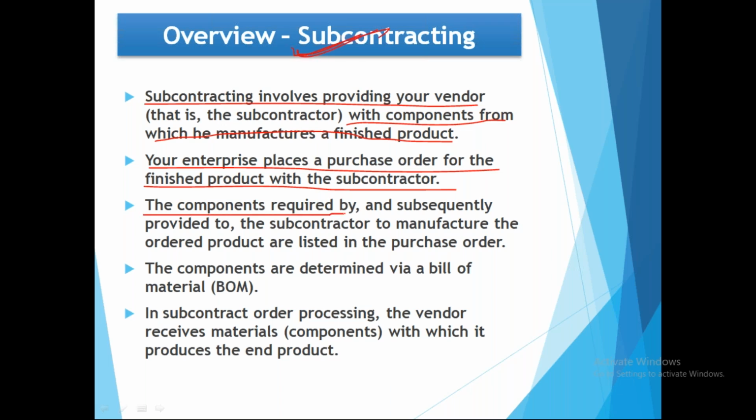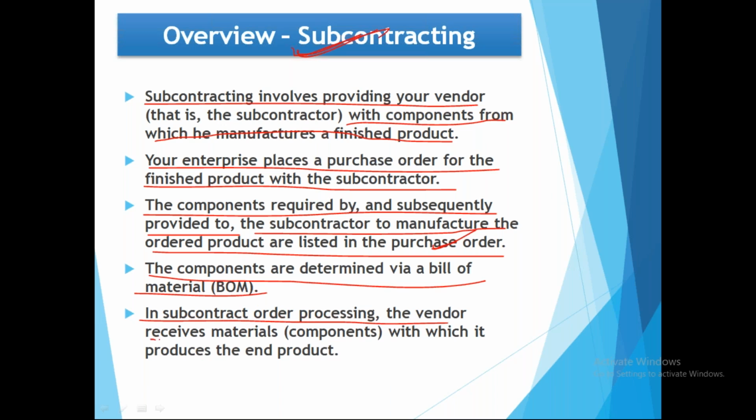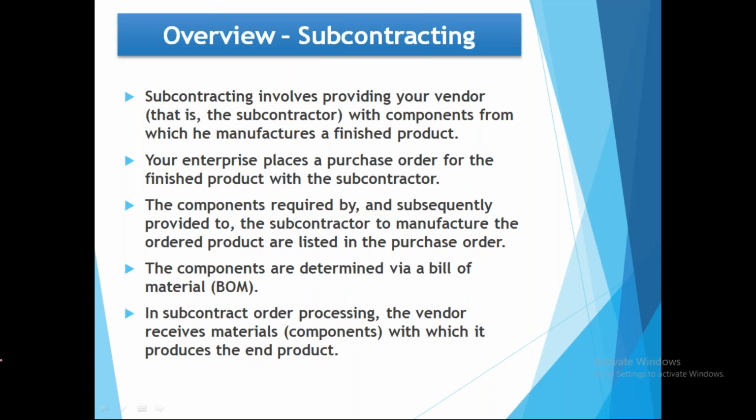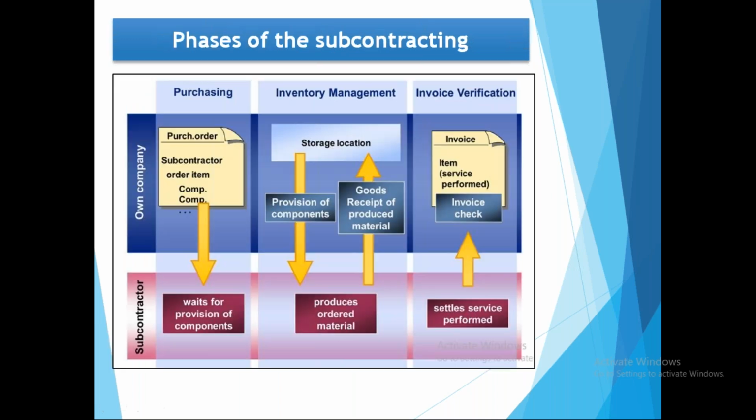The components required by and subsequently provided to the subcontractor to manufacture the ordered product are listed in the purchase order. I will show you that. The components are determined via bill of material. I will show you this in the system. In subcontract order processing, the vendor receives the materials, components with which it produces the end product. Okay, so this is subcontracting.